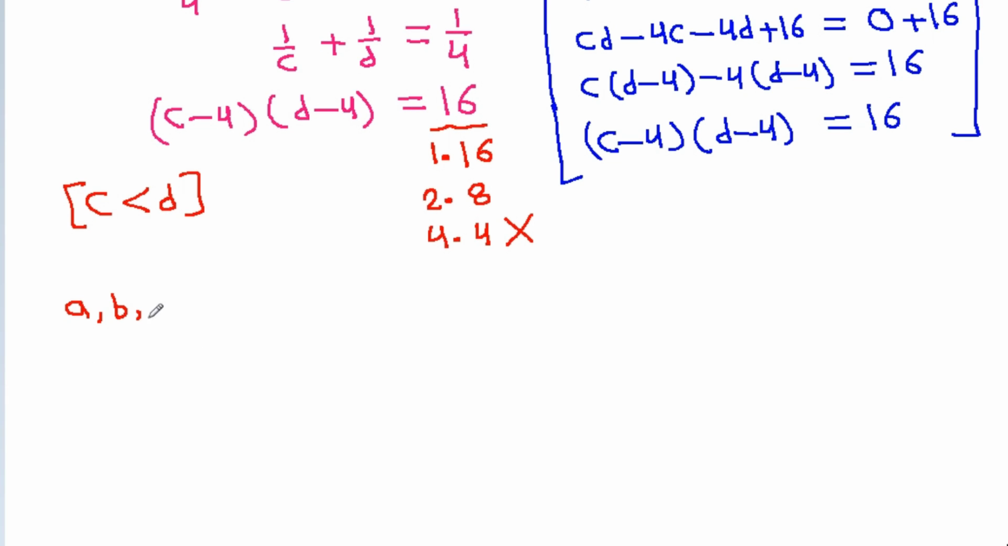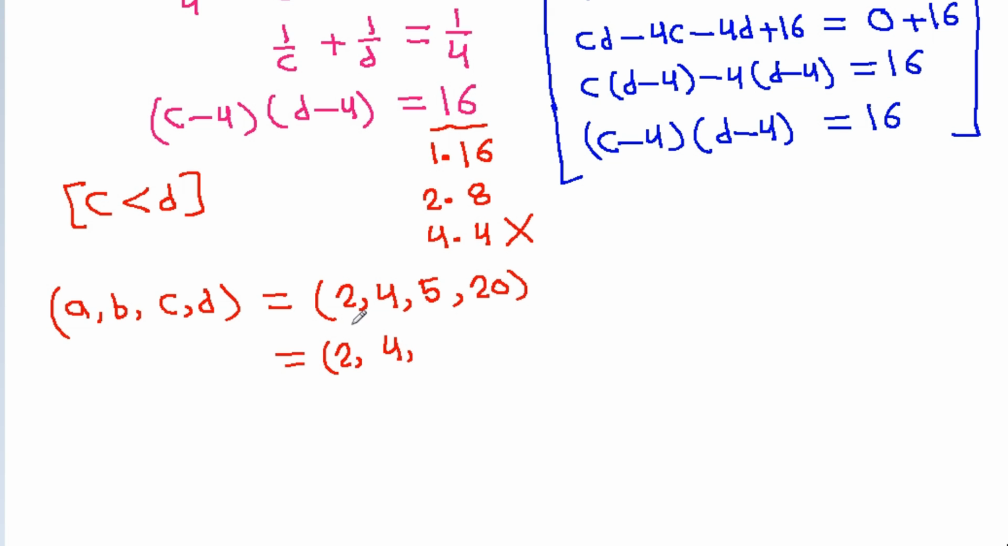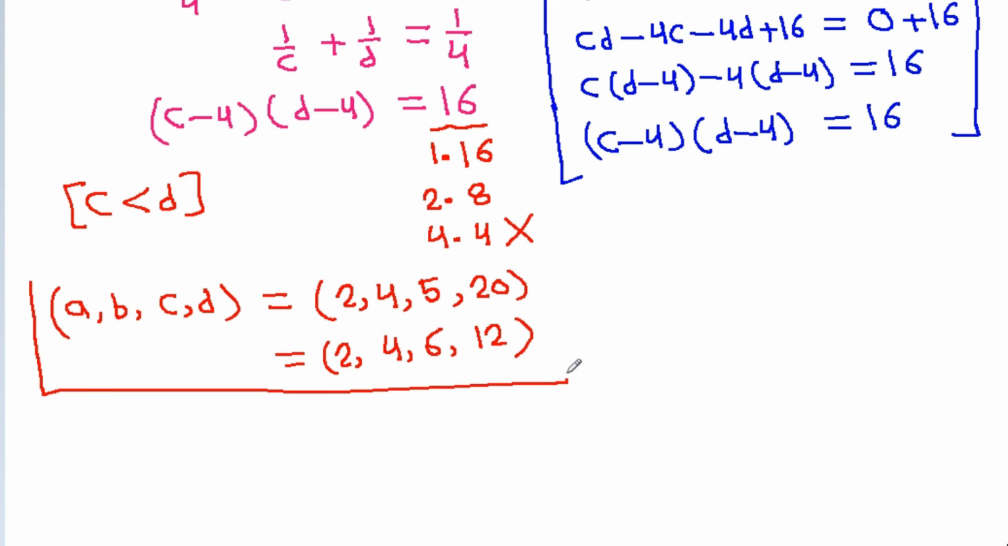So a, b, c, d: a is 2, b is 4, and c - 4 is 1, so c will be 5, and d - 4 is 16, so d will be 20. And a is 2, b is 4, and c - 4 is 2, so c will be 6, and d - 4 is 8, so d will be 12. These are the two values of a, b, c, d.